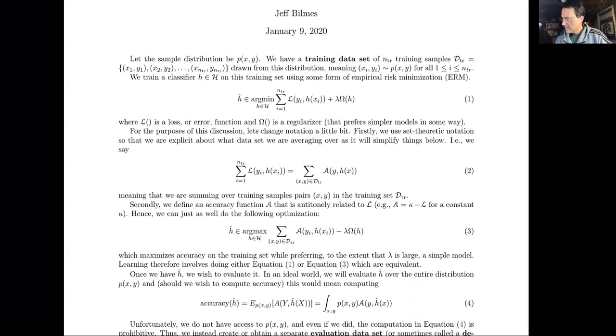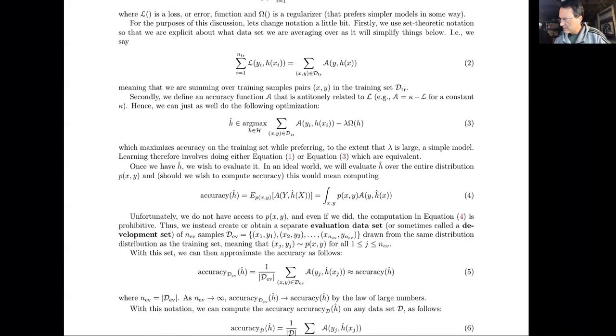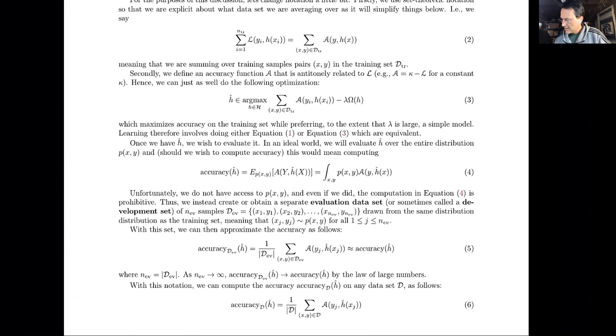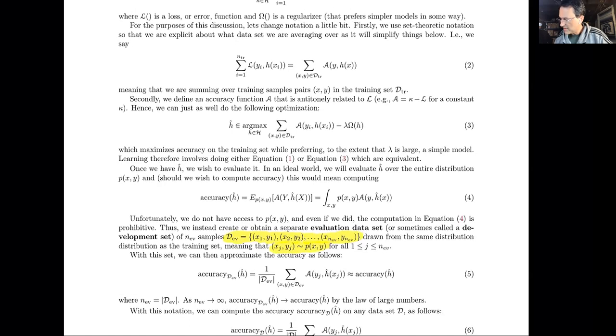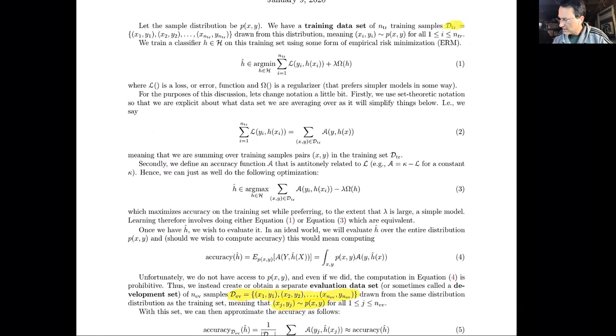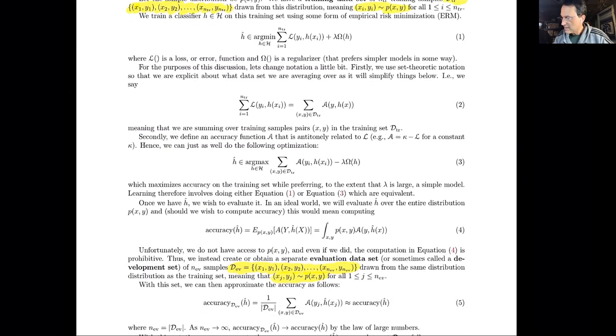Right. So in this write-up, the question was the inherent difference between the training and the evaluation set. We're assuming that the evaluation set is drawn from the same distribution as the training set, which means that this is true. Here was the training set up here, and the evaluation set. The only difference really is the size. This one is the size of the training set, and this one is the size of the evaluation set.